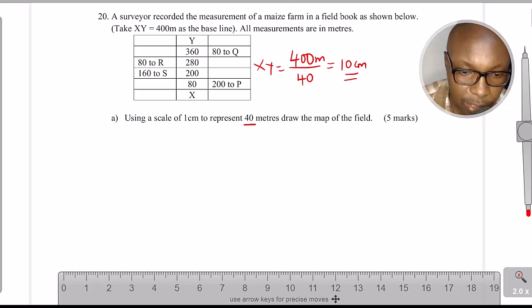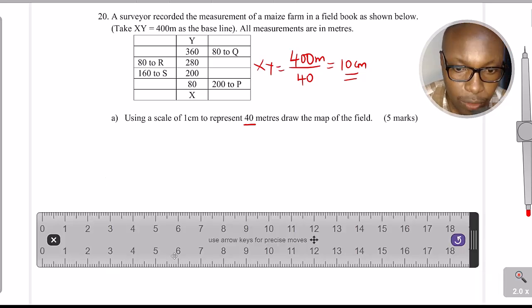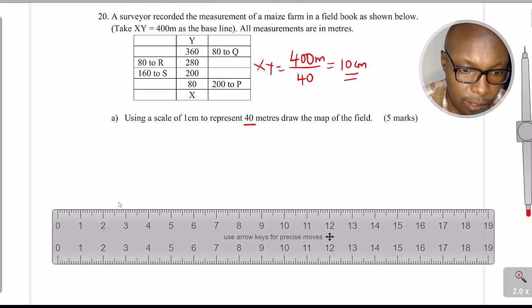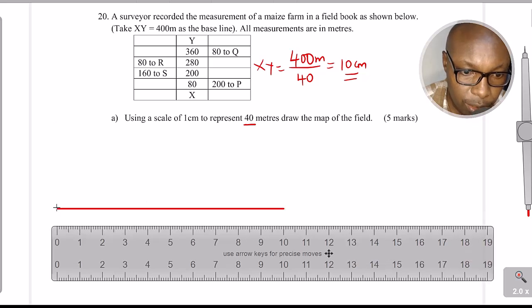So we start by drawing the baseline. Let me draw the baseline. The baseline is 10 centimeters. Oh, that's so big. Let me reduce that a bit. So 10 centimeters, there it is. So the starting point here will be X and this one will be Y.